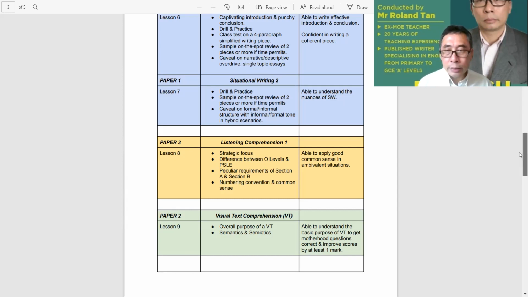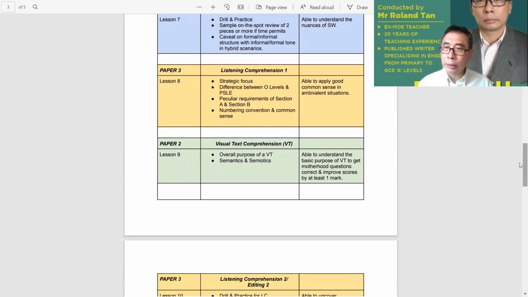In lesson 8, I have just slipped in listening comprehension 1 because listening comprehension usually starts earlier. So I just want students to have adequate practice. Here, again, I want to talk about the strategic focus in our overall scheme of the paper. This part here, especially your section A, is an area that you want to do well.